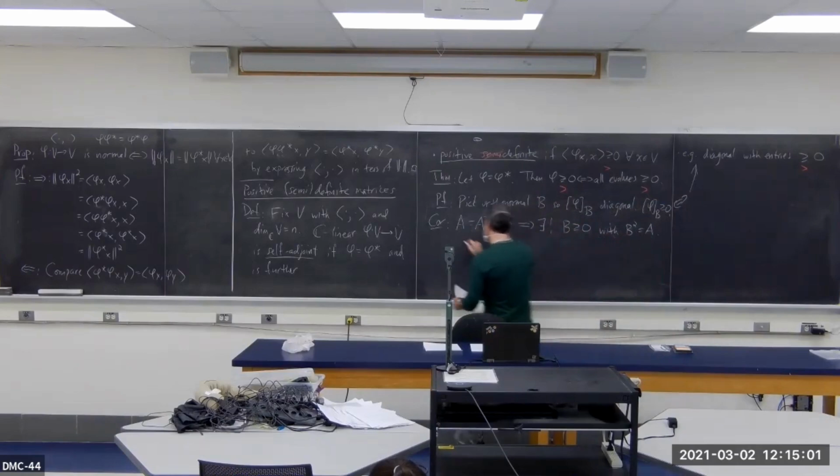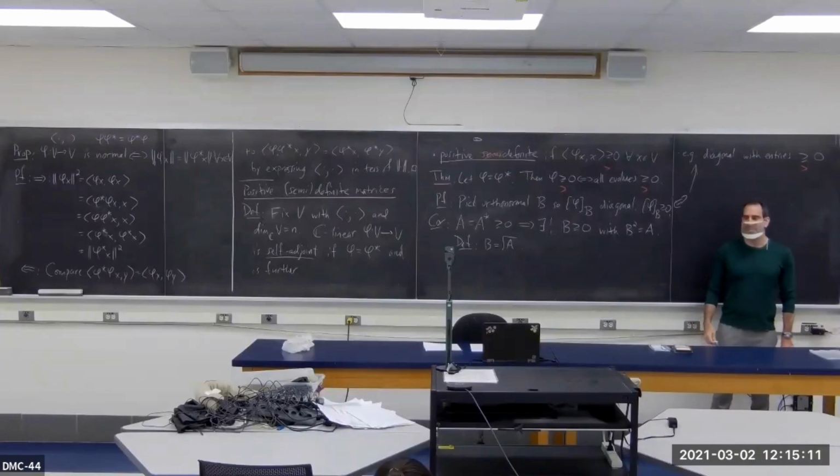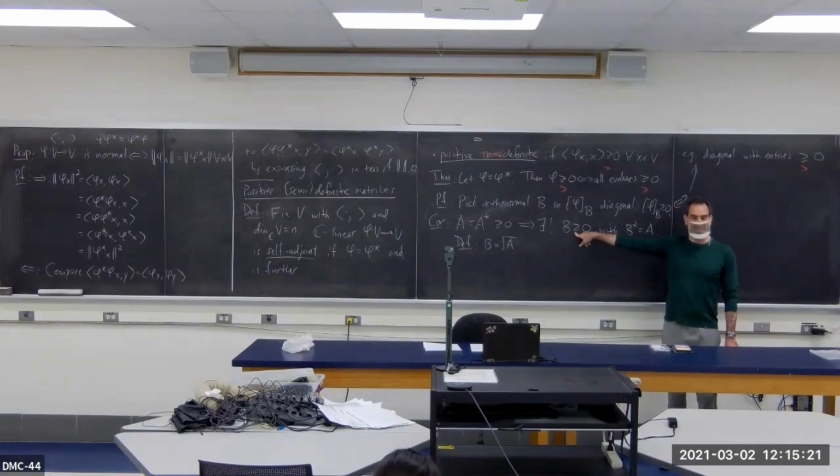And we define B to be the square root of A. Why is it a unique square root? What about the definition makes it unique instead of being plus or minus? We need it to be positive. Yeah, so I told you it had to be non-negative, right? And that forces you to choose the positive sign.